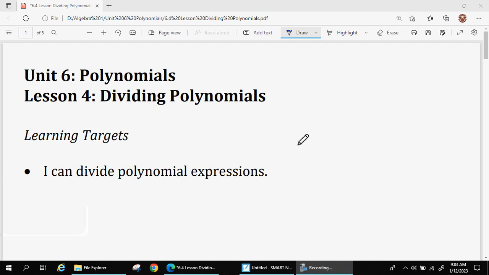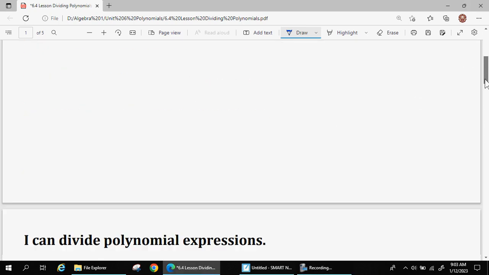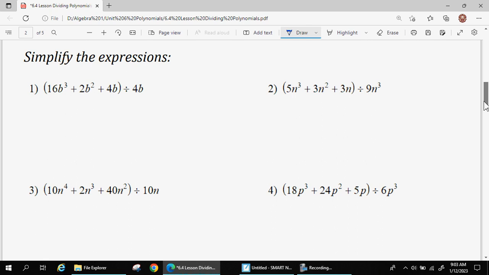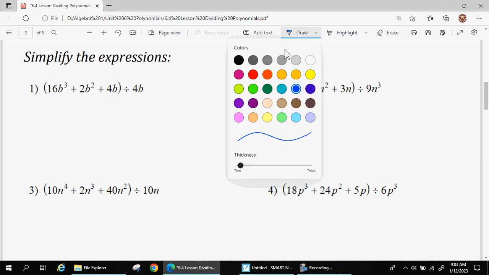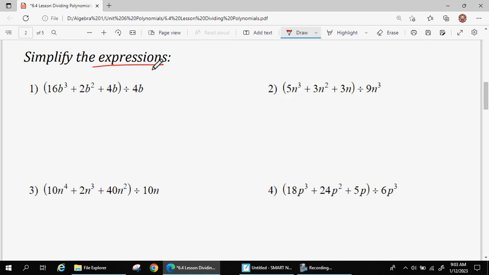Hey all, today we are going to continue talking about operations with polynomials, and today we will discuss dividing. And you can see I have some polynomial expressions, and a reminder that these are expressions because there is no equal sign. And so we won't be solving, we'll just be simplifying.